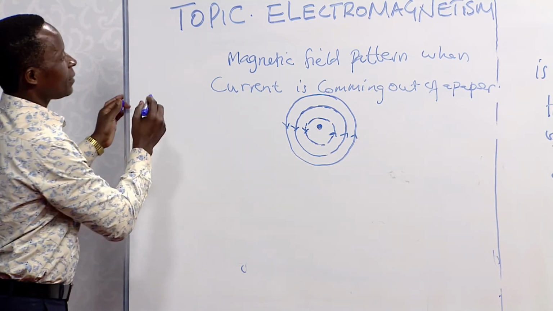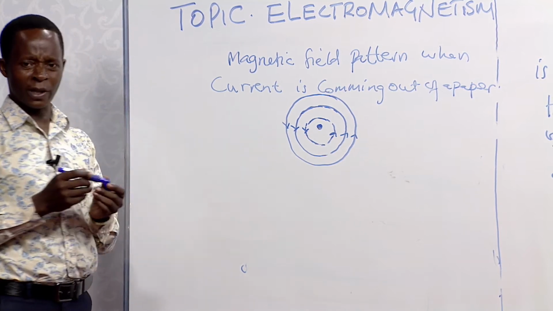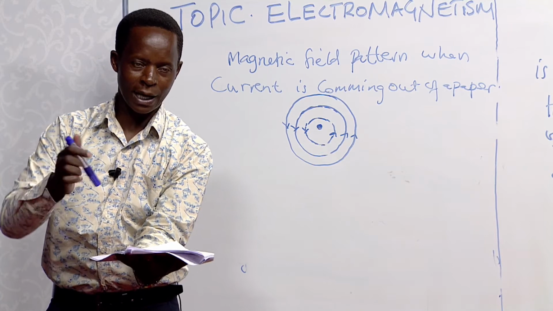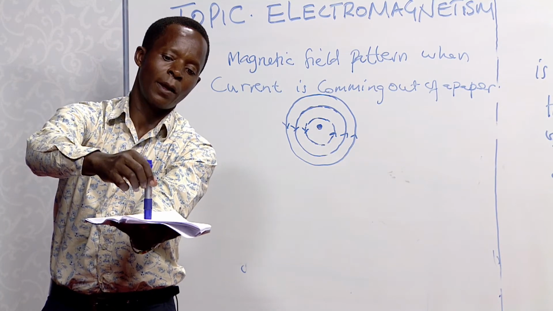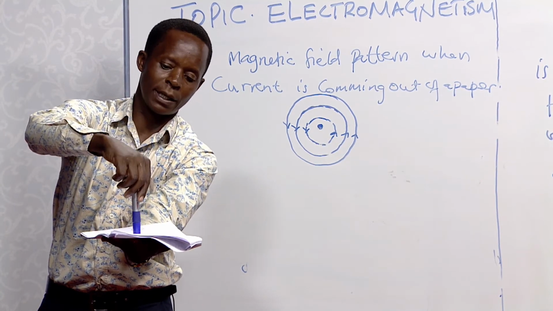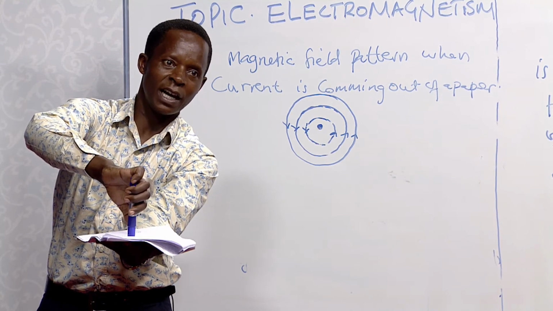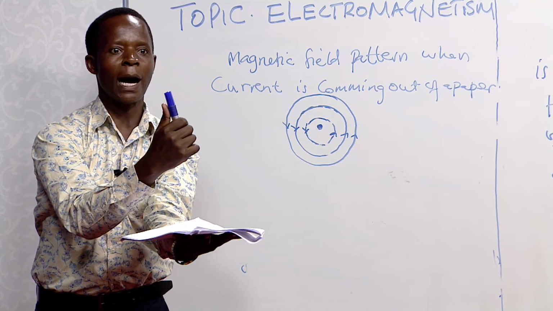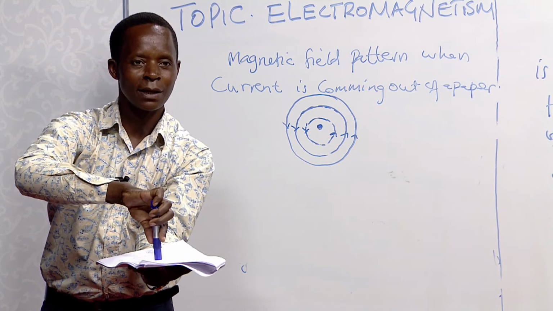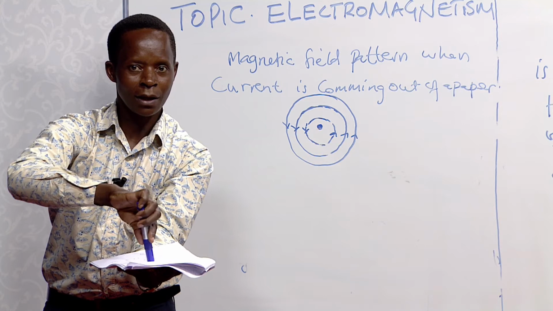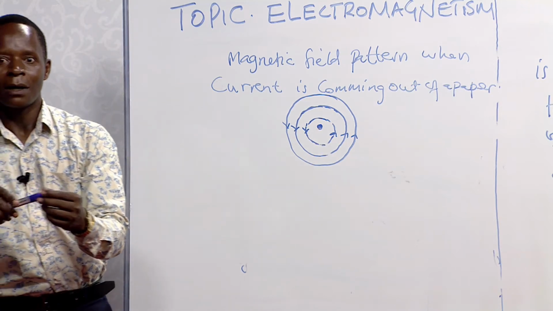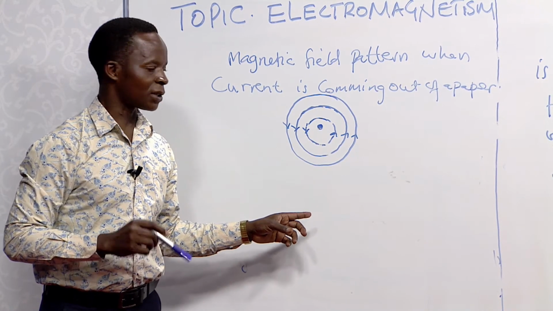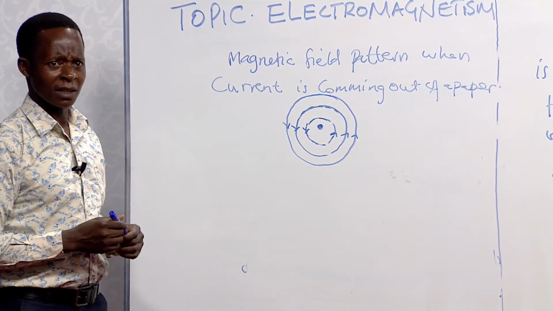Now what if the current is into the paper? We go back to our book or paper. Current into the paper, you have the wire, and now the direction is into the paper, like this. So the thumb is pointing downwards. This first one, the thumb was pointing up. Now this is downwards. Are we following? I can now sketch that current.